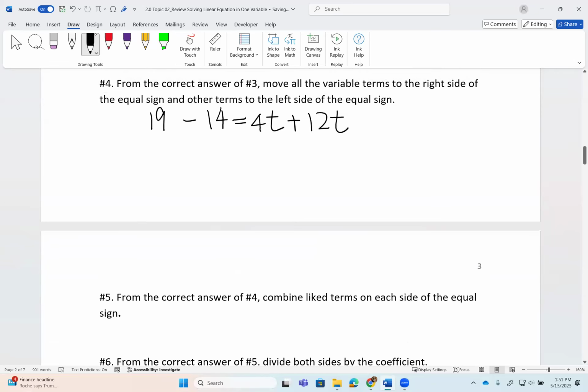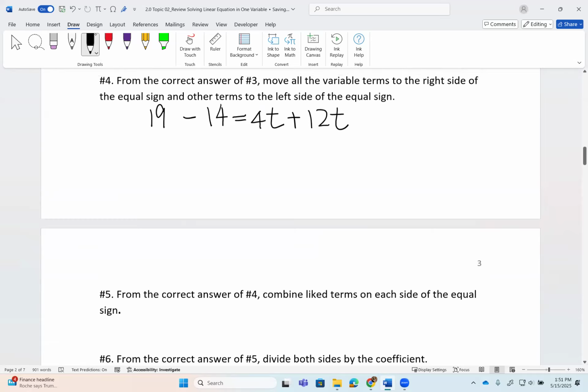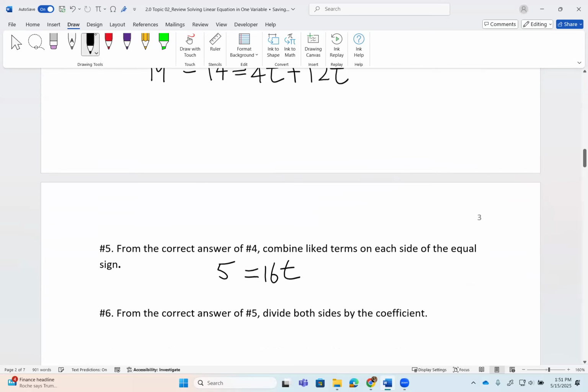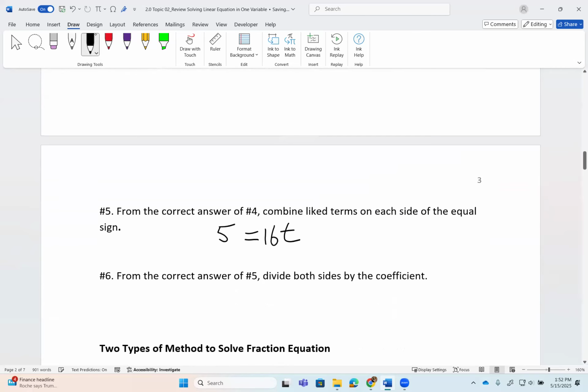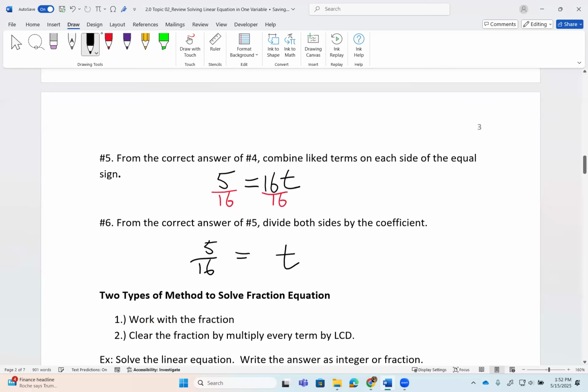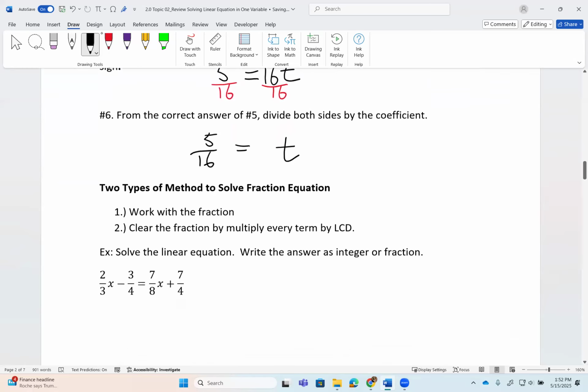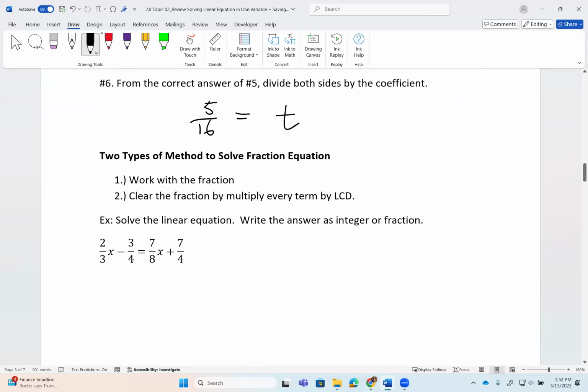All right, from the answer I just came up with in number 4, I will combine like terms on each side again. So 4t plus 12t is going to be 16t on the right. 19 minus 14 is 5. Now I can divide both sides by the coefficient. Since there's no other like term to combine, and the variable term is already by itself, divide both sides by 16. My answer, t equals 5/16. All right, so this is basically how I will demonstrate solving linear equations from now on.